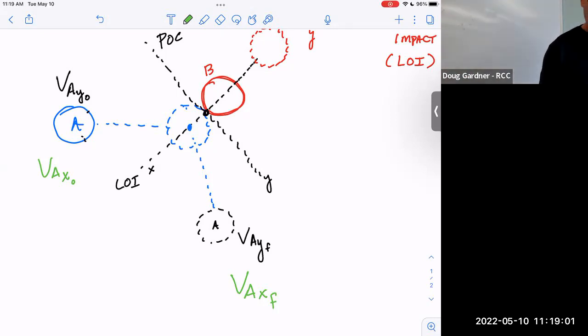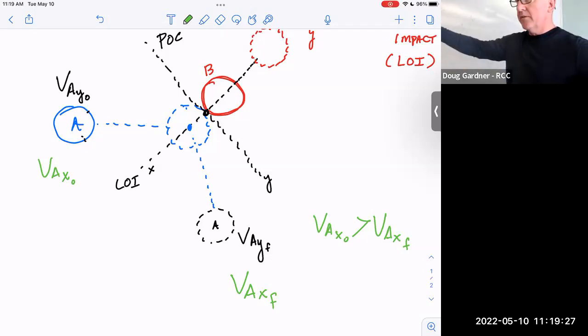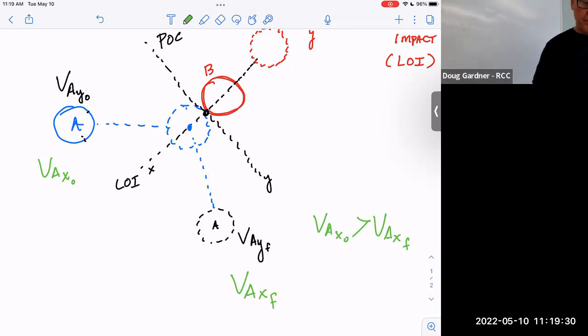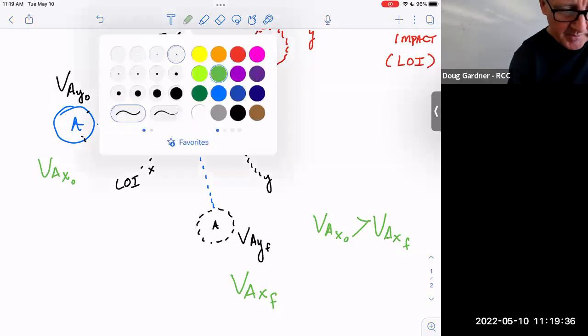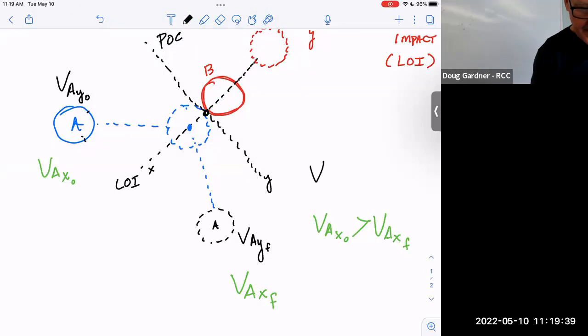So the velocity of A in X initial is always going to be bigger than the velocity of A in X final. It's not going to bounce back. Let's see, am I saying that right? Yeah, X. So that's the ping pong ball dropping on the table. Does that make sense? So you're going to lose energy. It's not going to bounce off the same. However, surprisingly, the velocity of A in the Y direction initial does not change at all.